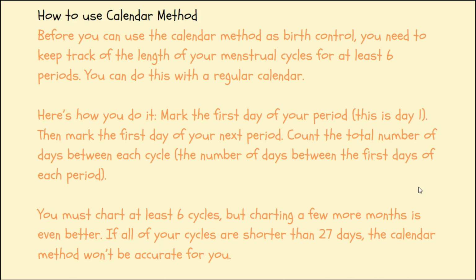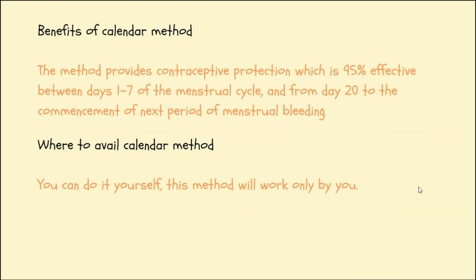So, how to use the calendar method? Before you can use the calendar method as birth control, you need to keep track of the length of your menstrual cycle for at least 6 periods. You can do this with a regular calendar. Here's how you do it. Mark the first day of your period.